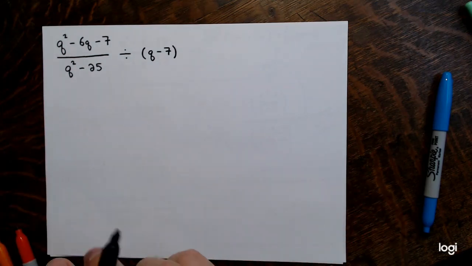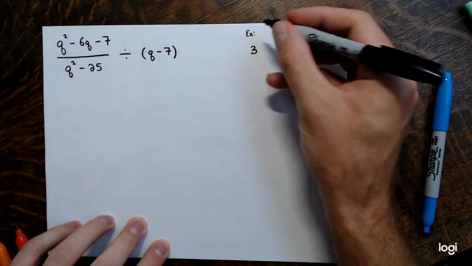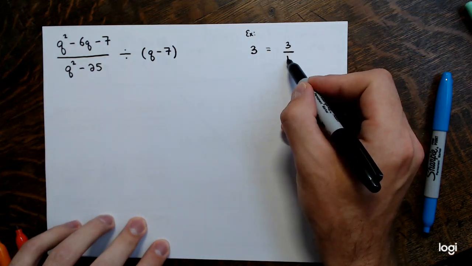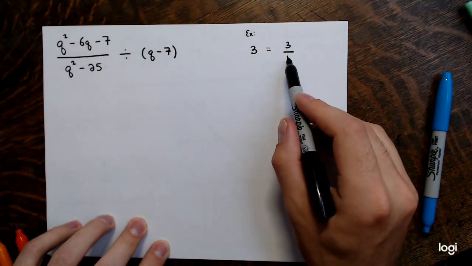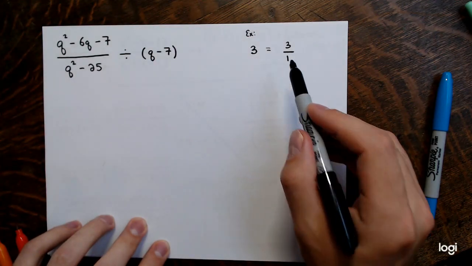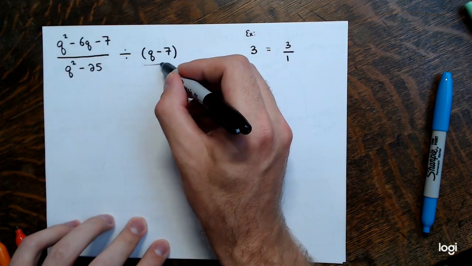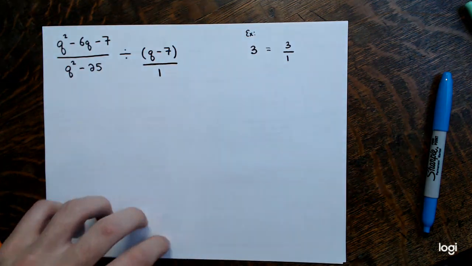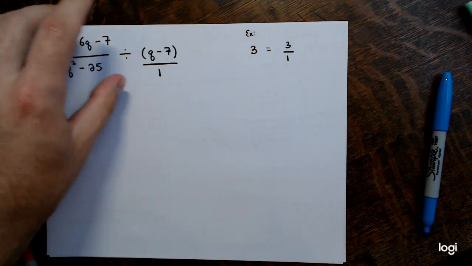Whenever you have a whole, something without a denominator, for example, say the number 3, you can always divide it by 1. Dividing by 1 doesn't change the value of your number. So whenever something doesn't have a denominator, you can always put a denominator of 1 under it. So I'm going to do that here. It was originally just q minus 7. Now it's q minus 7 divided by 1. So I have the look that I want, fraction divided by fraction.